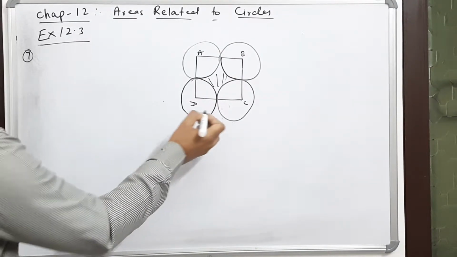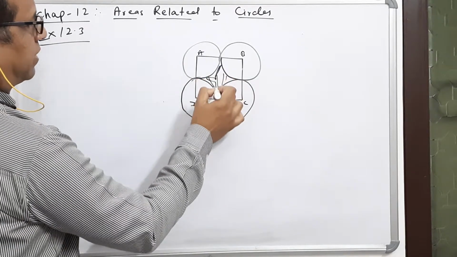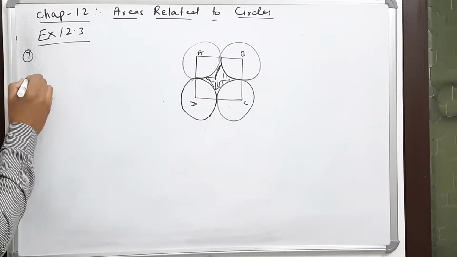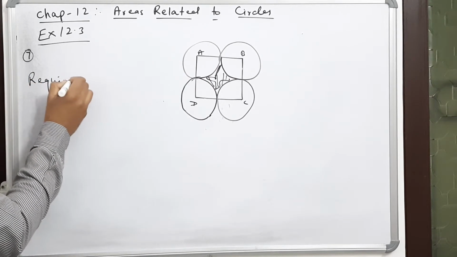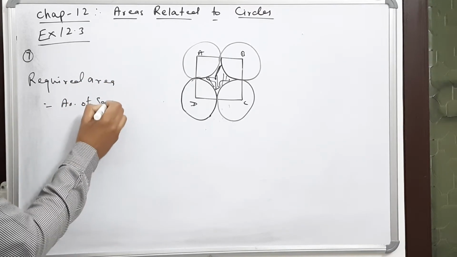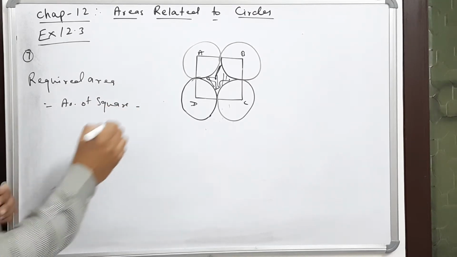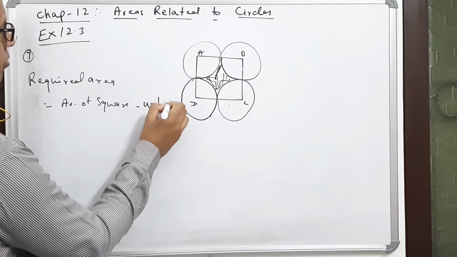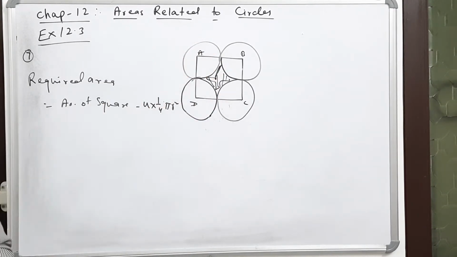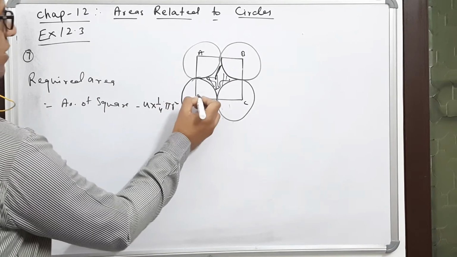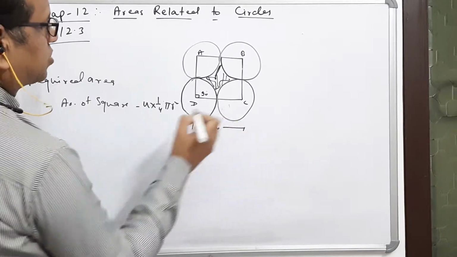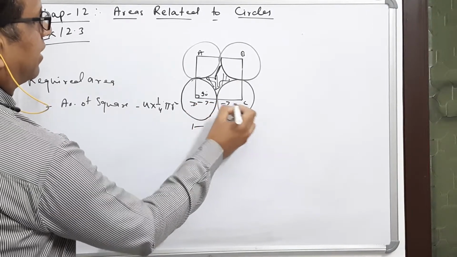Now in this we have to find the area of the shaded region. The required area equals area of square minus 4 into 1 upon 4 pi r square, that is 4 into the area of each quadrant. There are 4 quadrants here. As you know it is a square, so this angle is 90 degrees. It is given that the side of the square is 14, so this will be 7 and this will be 7.